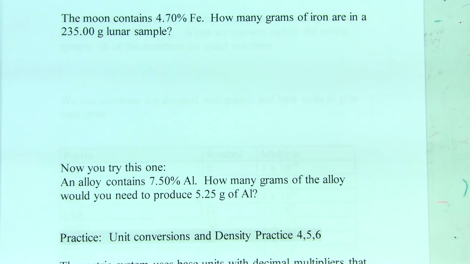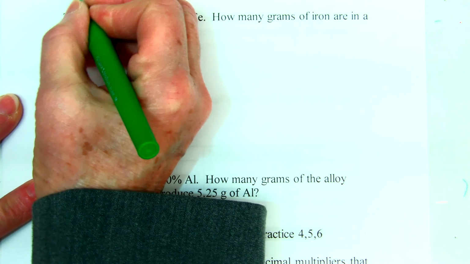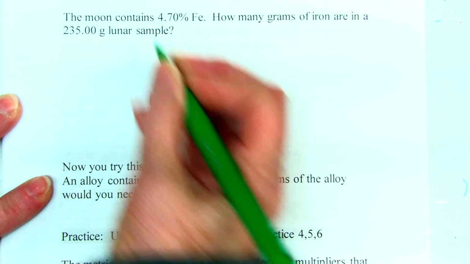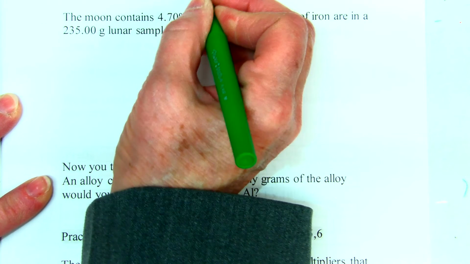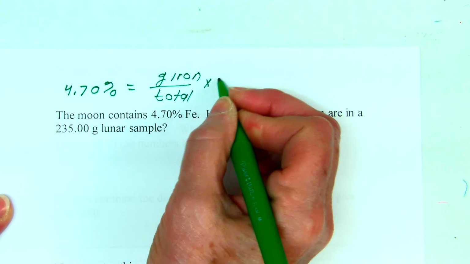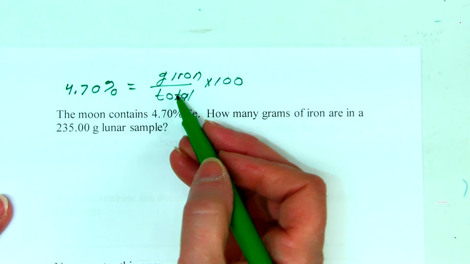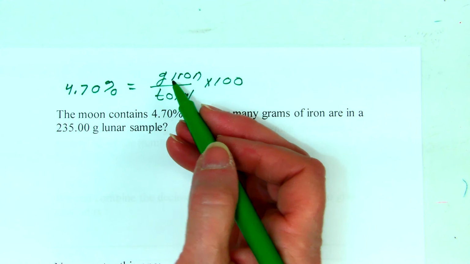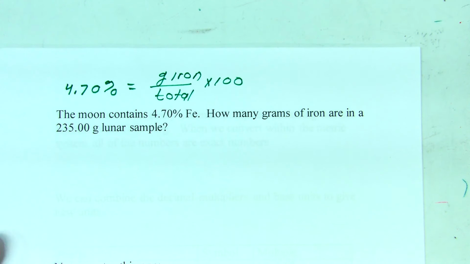The moon contains 4.70% iron. How many grams of iron are in a 235-gram lunar sample? Well, you could do this algebraically and say, well, 4.70% is equal to the grams of iron over the total times 100, and you could plug in the total and solve for grams of iron. And some of you might have done that kind of thing in your previous classes or in everyday life.